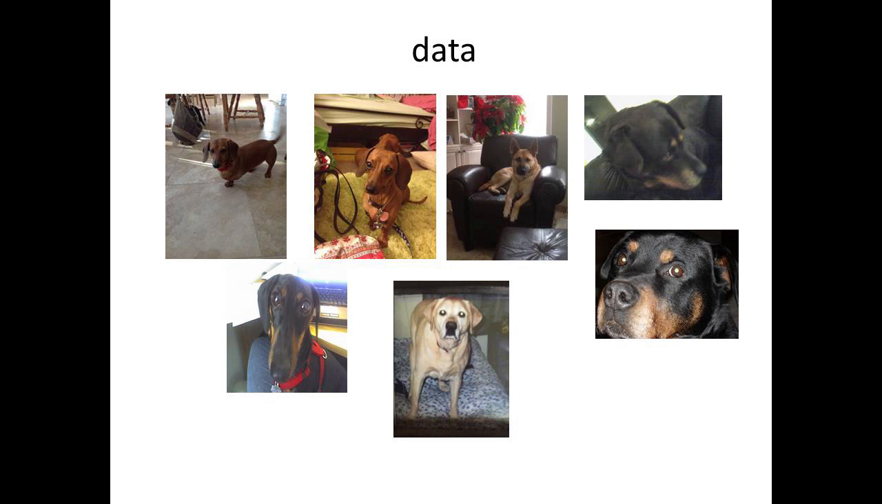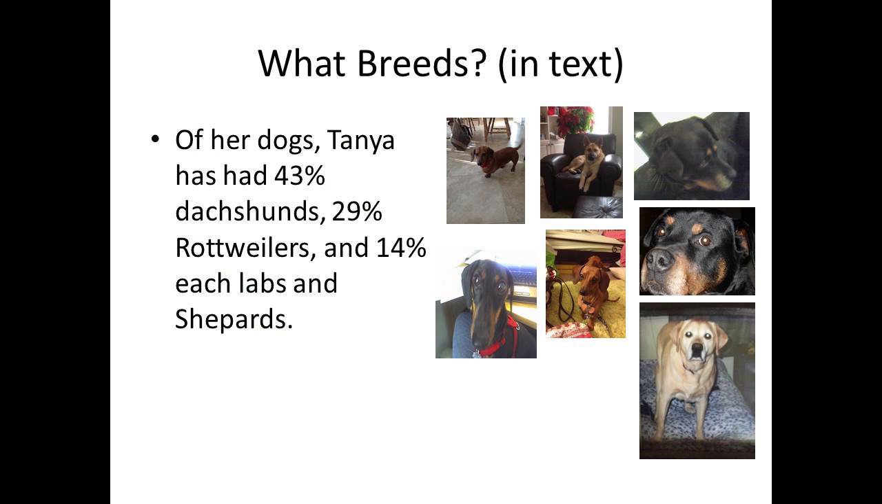Our second question, though, what types of dogs I've had, is actually really easily reflected in proportions. 3 out of my 7 dogs have been Dachshunds. So turning that into a percent, we can pretty easily express that in text. Tanya's had 43% Dachshunds, 29% Rottweilers, and 14% each of Labs and Shepherds. But again, that's not always the best way of expressing it. It's more confusing to read. There's a lot you have to hold in your mind. So let's move on to trying to display it another way.